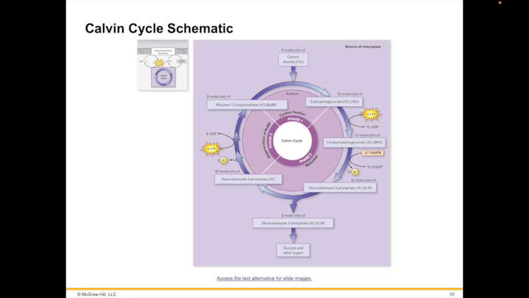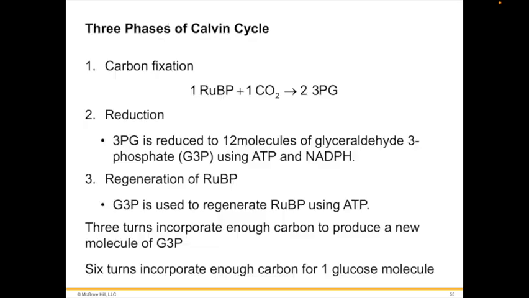This leaves 2 molecules of glyceraldehyde 3-phosphate, each with 3 carbon atoms, as the net gain. You should recall G3P as also being the product of the first half of glycolysis back in chapter 7. These 2 molecules of G3P can then be used to make 1 glucose.